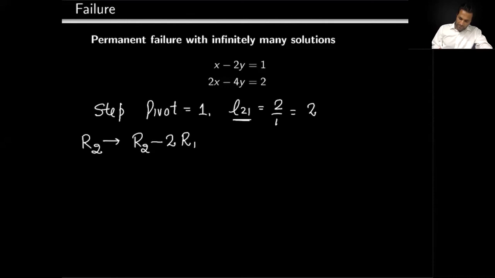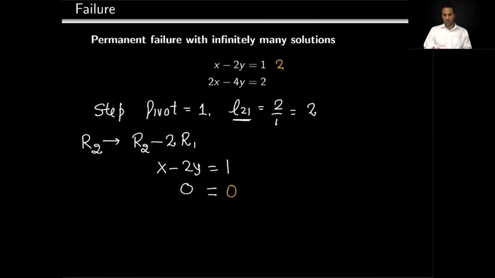If I perform that operation, I'm going to get x minus 2y is equal to 1. But from the second equation, I'm going to get 0, because 2x minus 2x is 0, and also minus 4y plus 4y is 0, so 0 on this side. But in this case I'm also going to get 2 here, and 2 minus 2 is 0, so 0 equals 0. So the second equation is trivially true. So the system has infinitely many solutions.